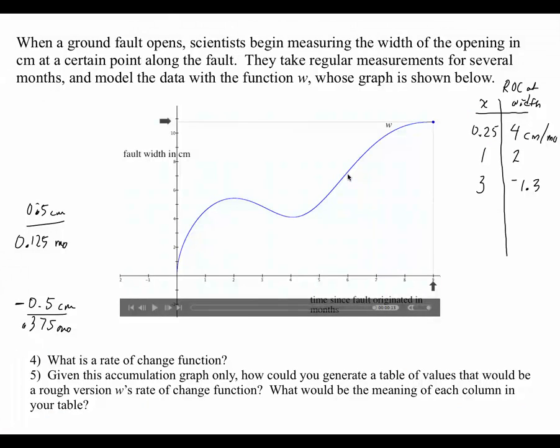Okay, what is it? The blocks are about 1-to-1. So we're saying a change in x of a quarter month, 0.5 centimeter. Did we have that before? Quarter month, 0.5 centimeter. What is that, 2? So back at 6.